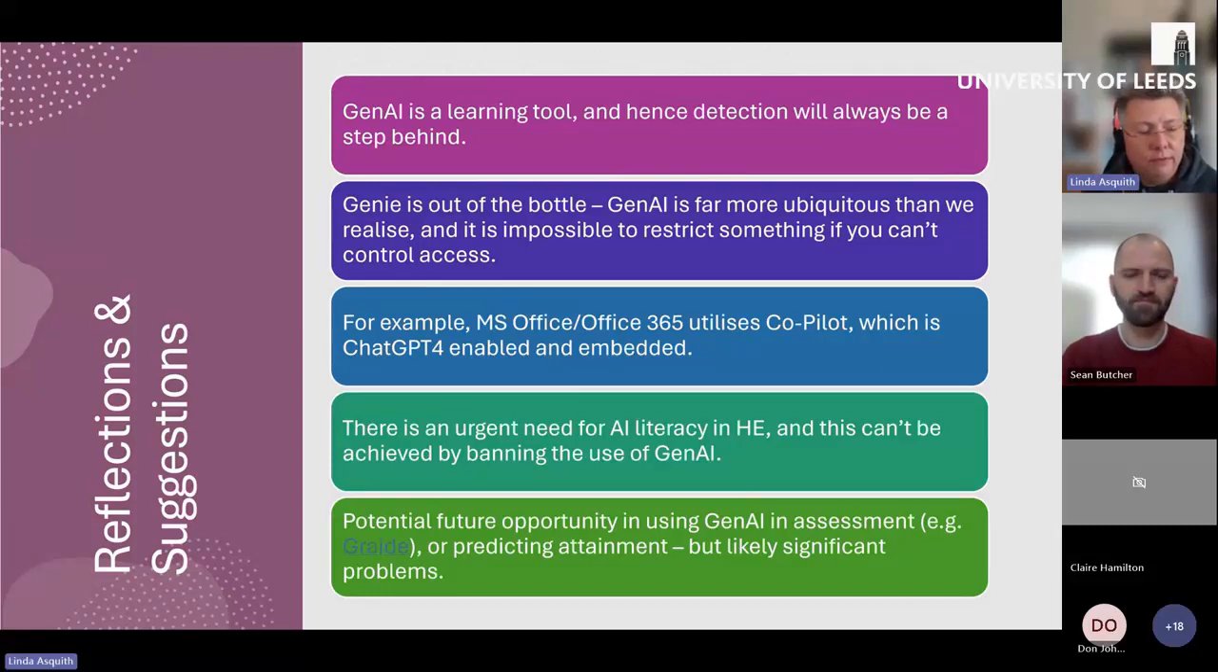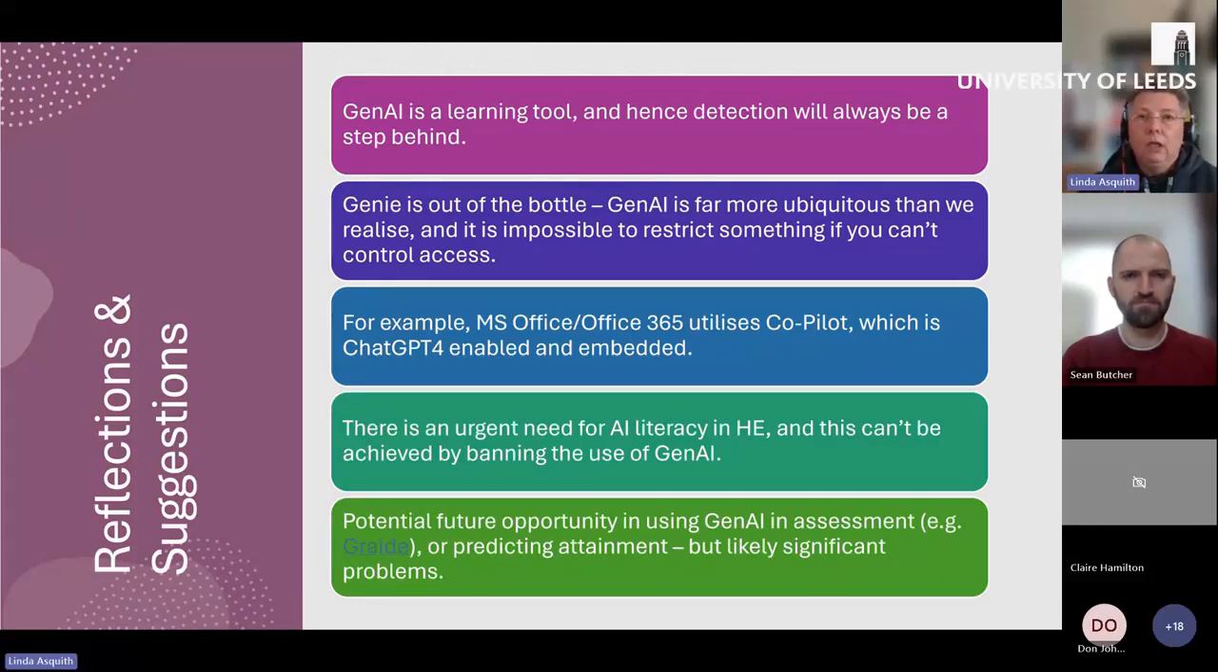And I think also that the genie is out of the bottle when it comes to generative AI. Generative AI is far more ubiquitous than a lot of us realise, and certainly more than I realised when I started looking into this. And it's impossible to restrict something if you can't control access. So telling students not to do something, but then not being able to prevent them from doing it, is very difficult.